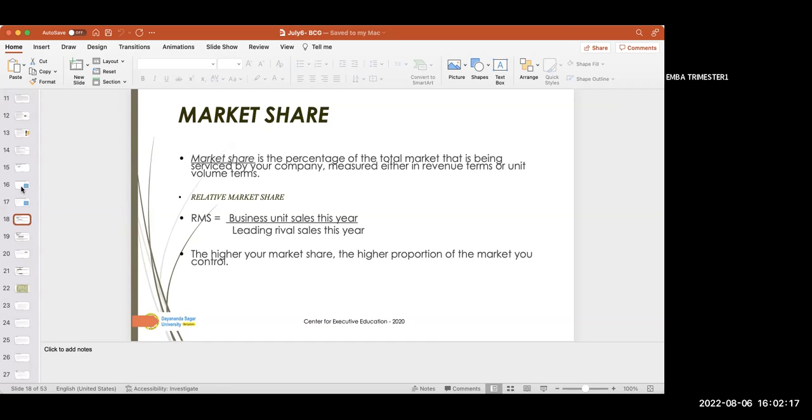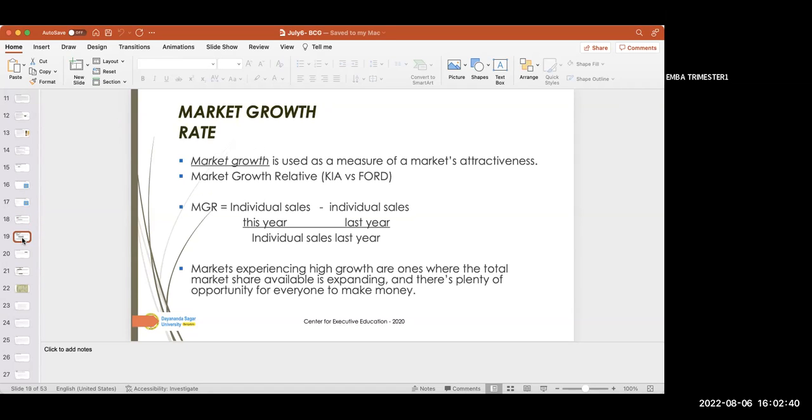All of you agree with me? Is that business unit sales this year versus the leading rival sale this year. So he has done so much, but despite that, I have been able to do this. The higher your market share, the higher the portion of the market you control. If you guys both get this, then we'll move into the next slide.